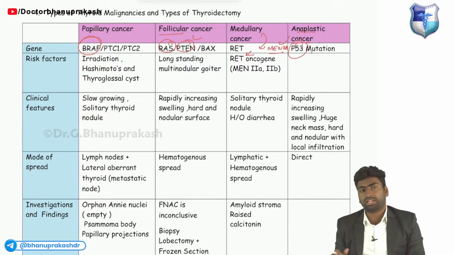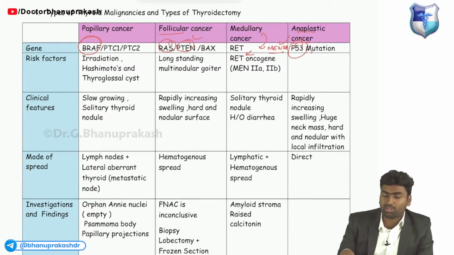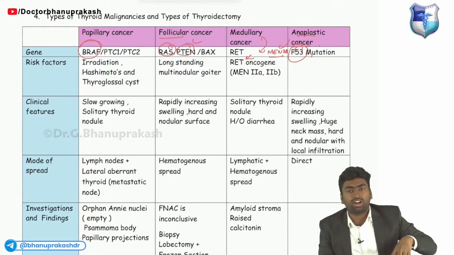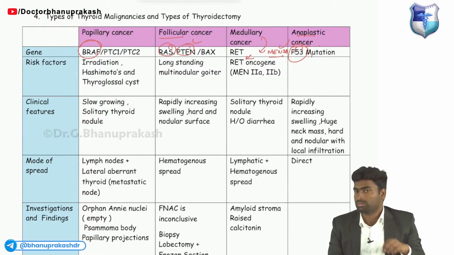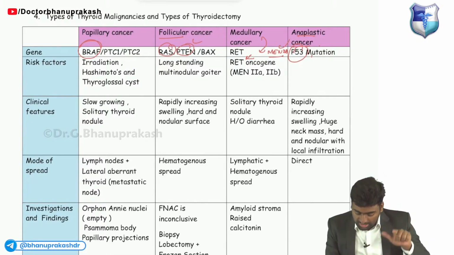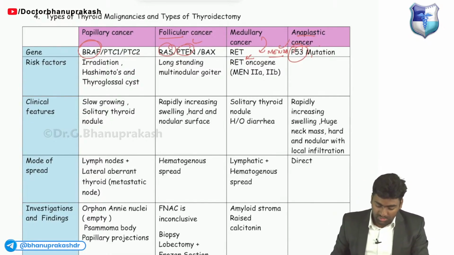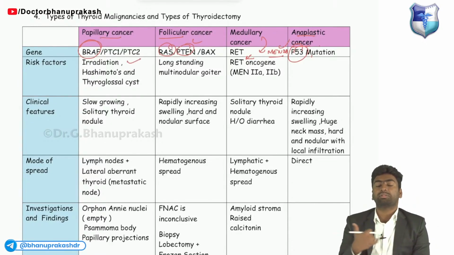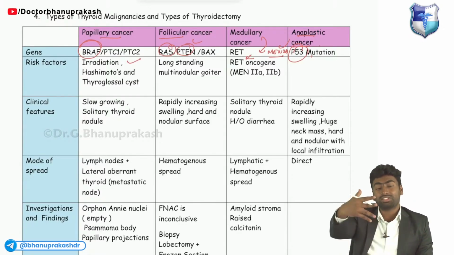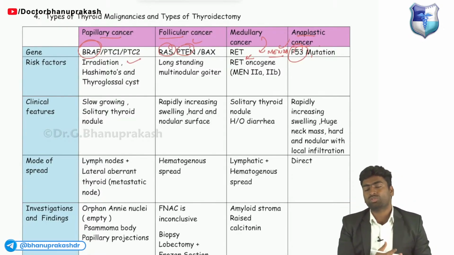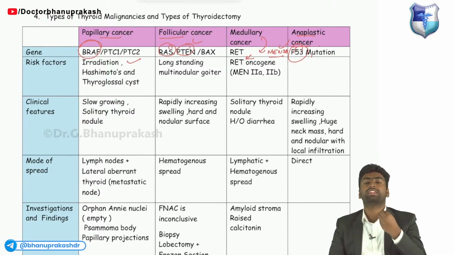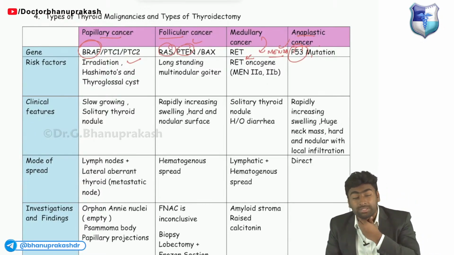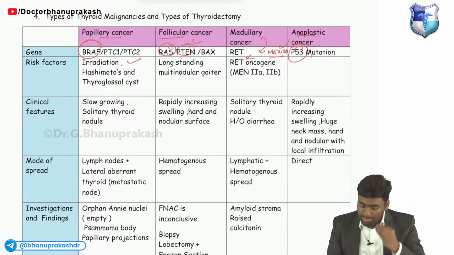So what should you remember? Papillary cancer and follicular cancer are well-differentiated cancers because they originate from the proper thyroid follicles. There are a few risk factors you need to know. Papillary cancer occurs because of irradiation. For example, you did a breast surgery and irradiated the patient. After this irradiation, some radiation reaches the thyroid gland and this can lead to papillary carcinoma thyroid.